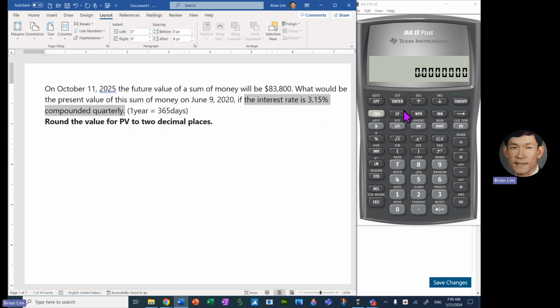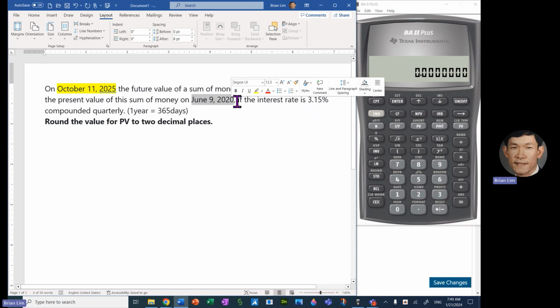Okay, so compounded quarterly, that would make this P/Y value 4. Enter that, and that will also be the same value for C/Y. I will quit. Second, CPT. Now these are the two dates, right? October the 11th, 2025 and June the 9th, 2020.